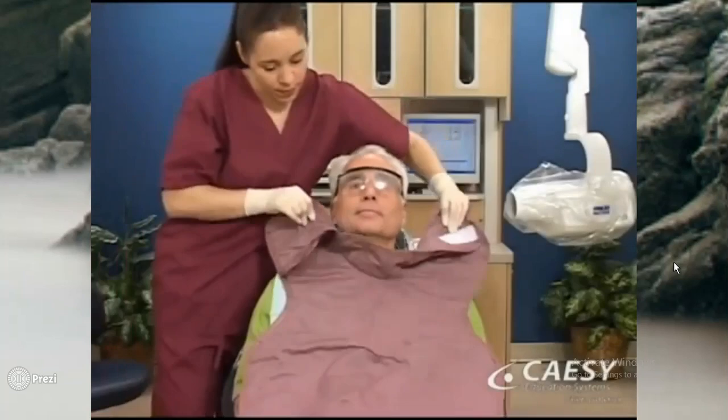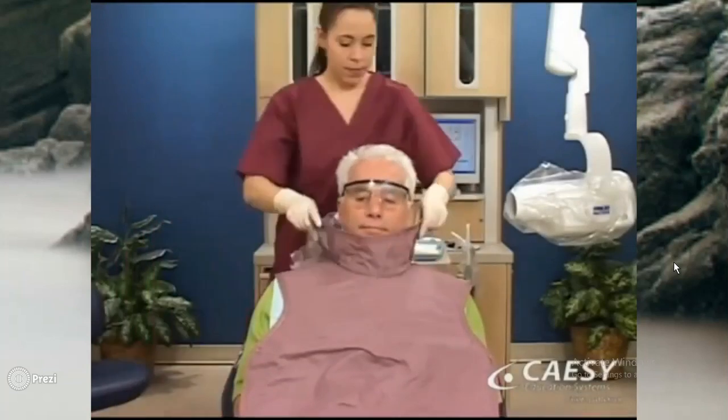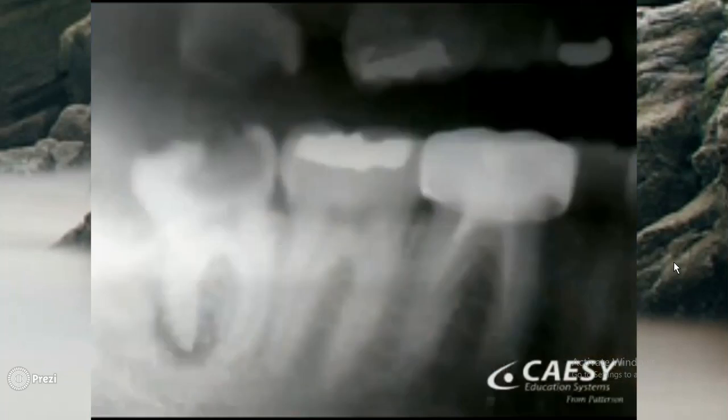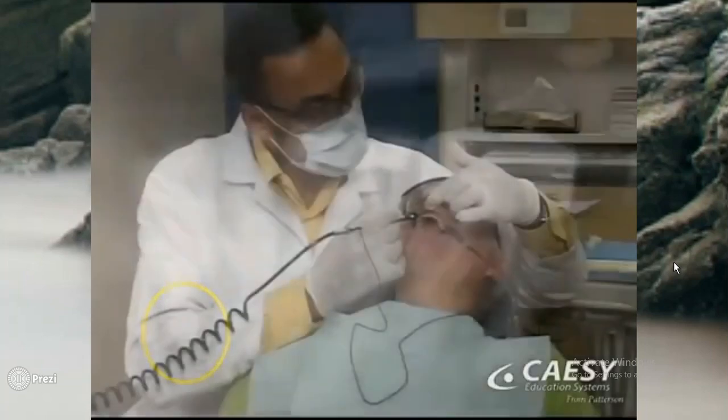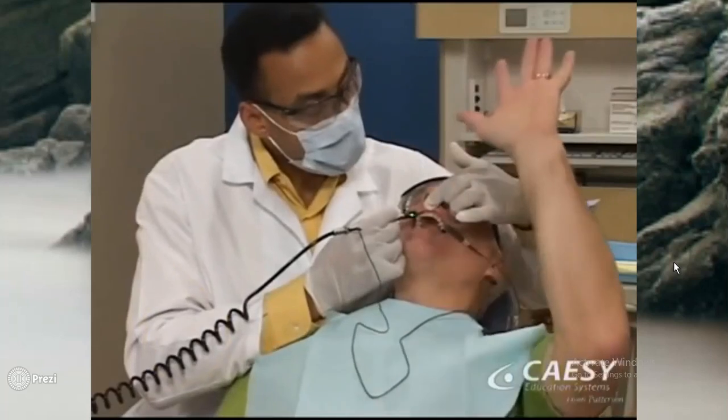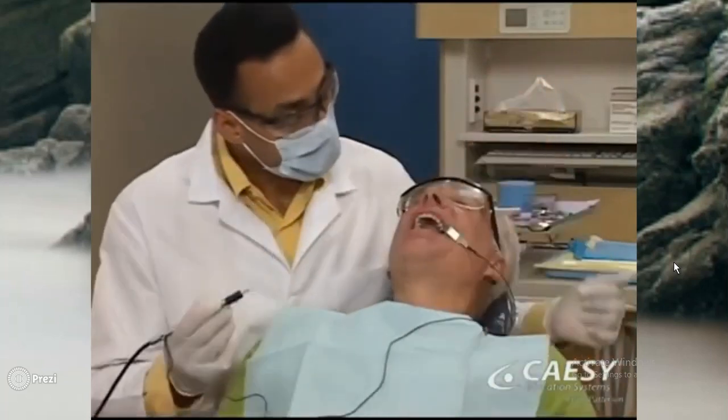To find an endodontic abscess, we perform a thorough examination, including x-rays. On this x-ray, you can see a dark area at the root tip, which indicates an endodontic abscess. We may also use an electric pulp tester to determine whether the pulp is inflamed or infected.